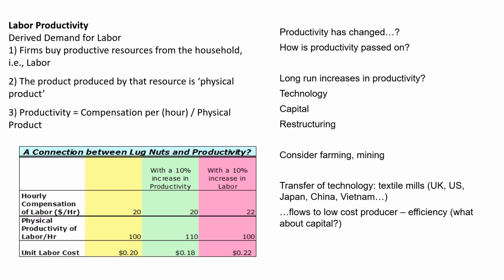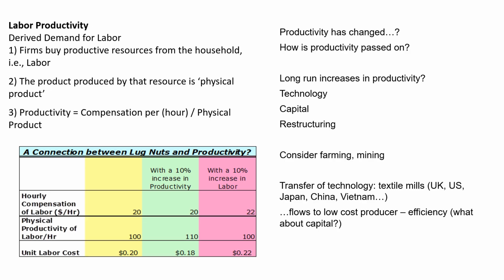Anyway, so firms buy productive resources from the household, for example, labor, could be anything else, right? Or all of the above, meaning labor, entrepreneurship, capital, and land. The product produced by that resource is called the physical product. So the physical product, what is actually being produced at the firm, and the productivity then comes from that compensation per hour for those productive resources that are being employed, and the actual physical product that's produced. So in this case, we're looking at an example of something I've used a lot, lug nuts, right?